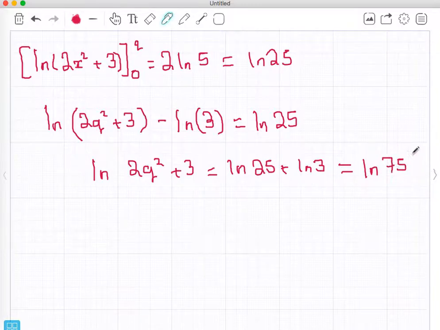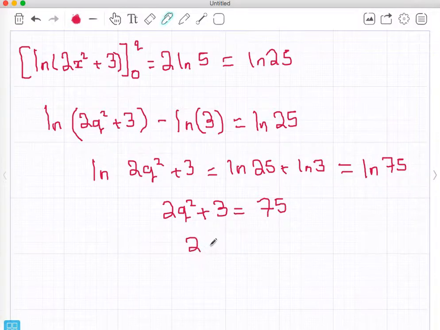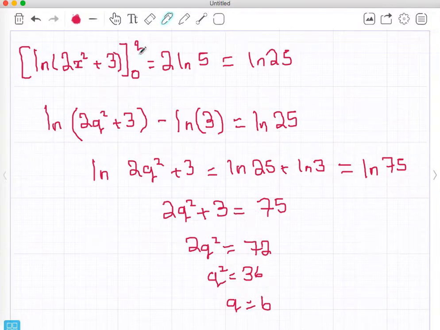I can times them both together. So I'm looking for this: 2q squared plus 3 equals 75. Take 3 from both sides, 72. Divide both sides by 2, 36. And q equals 6. I'm not going to take the minus 6 because it's got to be bigger than 0.